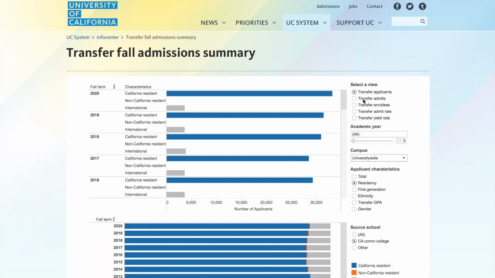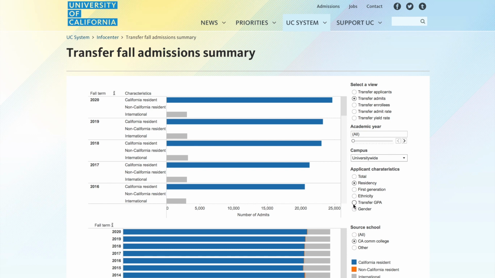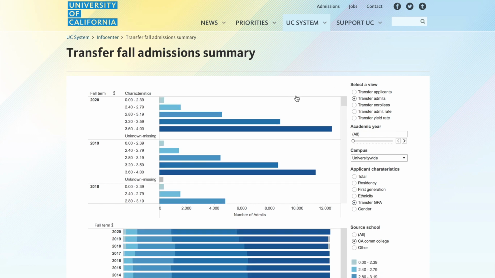You can look by applicants for transfer, you can look at transfer admits, people who actually enrolled, etc. You can look at resident and non-resident. If I narrow down by transfer admits and then I'm looking at the applicant characteristic of GPA, the highest group of admitted students falls between a 3.6 and a 4.0 GPA. Okay, so this is 12,000 plus of the applicants. The next highest group is one grade below that, so it's 3.2 to 3.59. That's 8,000 of the applicants, and so on and so forth.